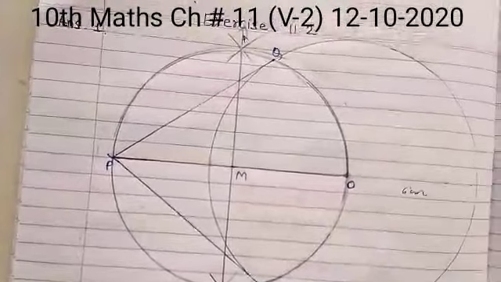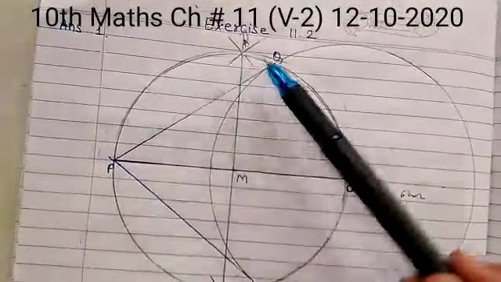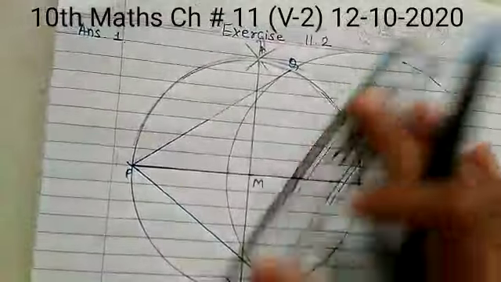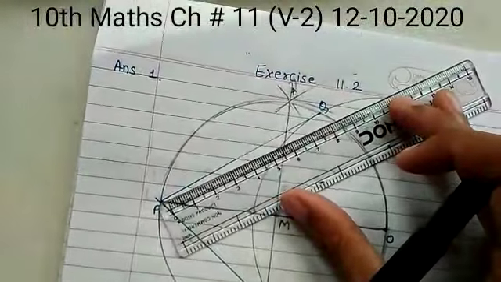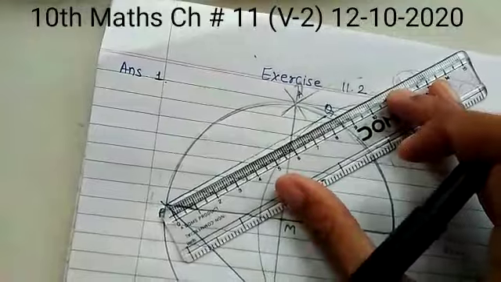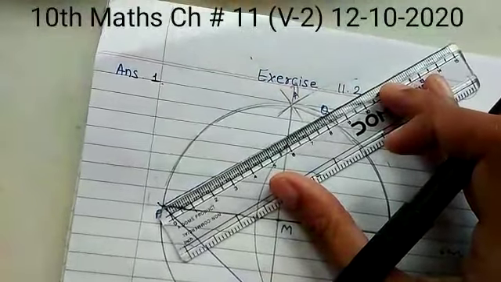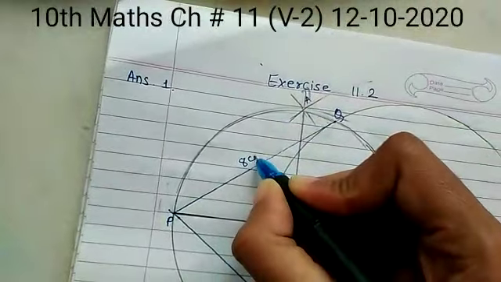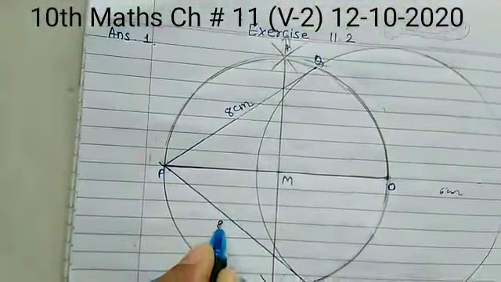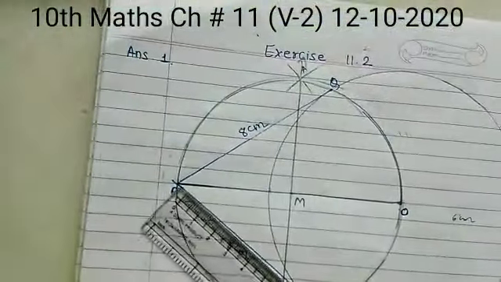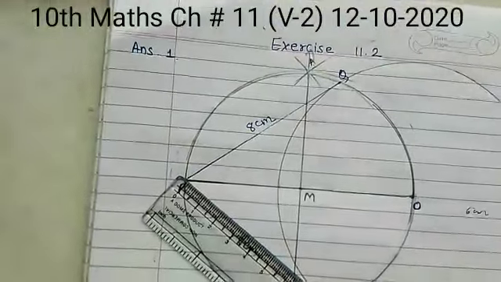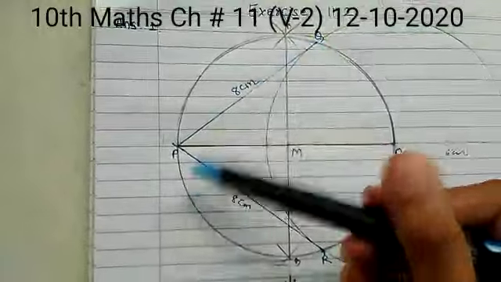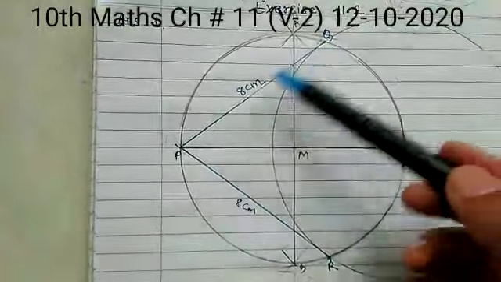Now what you have to do? You have to measure PQ as well as PR. So students, if you measure it, what will happen? Here from one, you have to check how much is coming. It is 8 centimeter, right? Similarly, this also will become 8 centimeter only. Okay, so measure this one, this is also 8 centimeter long. So both the tangents are of the same length, which is 8 centimeter.